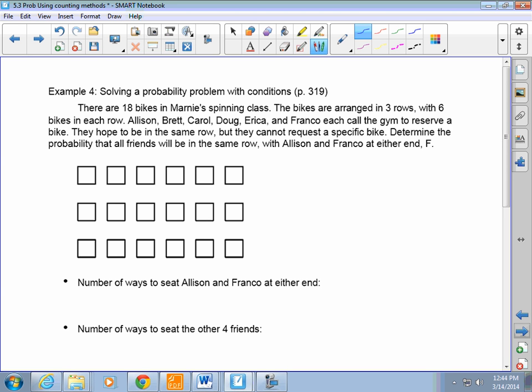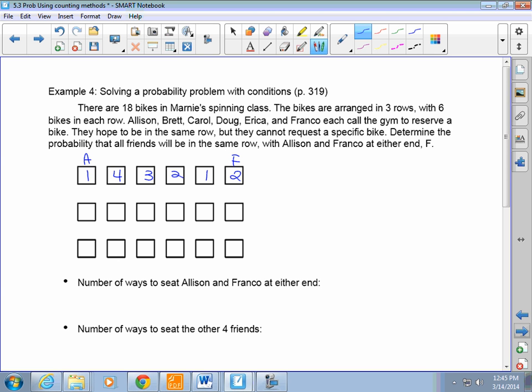So if we take a look at this and pretend that each of these boxes represents a bike, then if Allison's going here, and bike number 2, we'll call this one, is Franco's going there. So we've used up person 1 and person 2. That means that there are four different people can go there, 3 there, 2 there, 1 there.